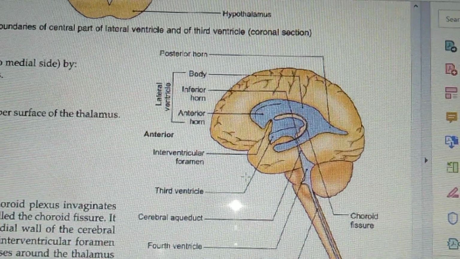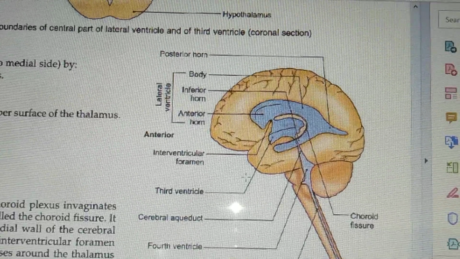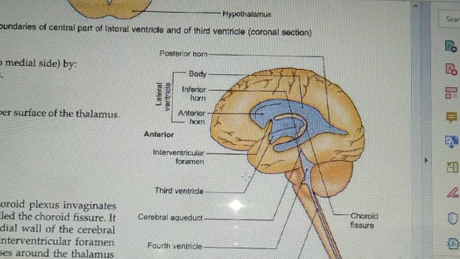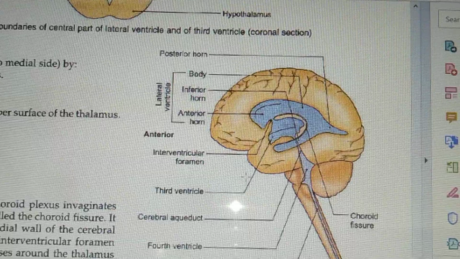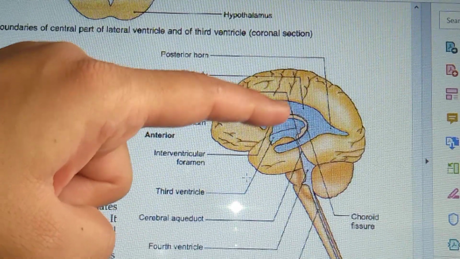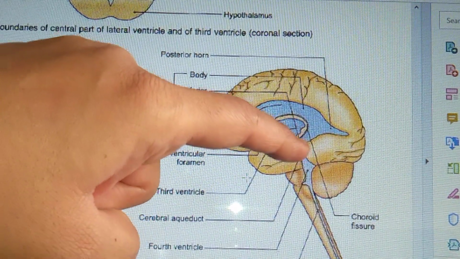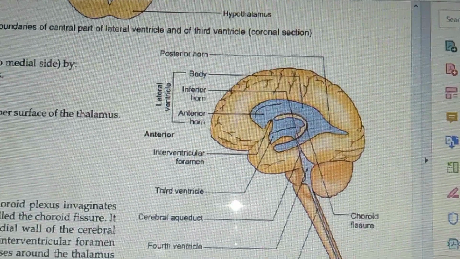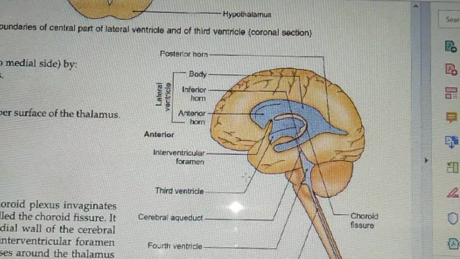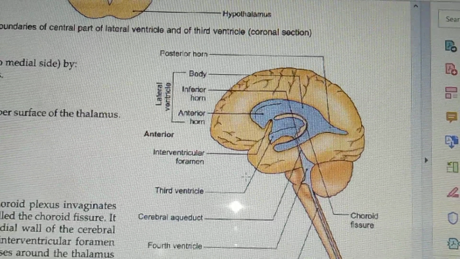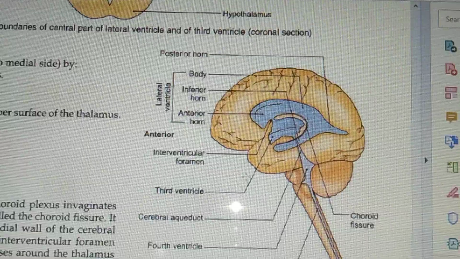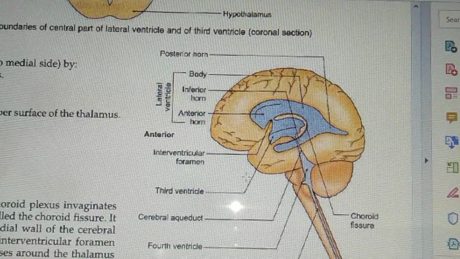Its convex margin is bounded by the fornix, that is the body, the crus, the fimbria and the hippocampus, and the concave margin is bounded by the thalamus. This is the convex margin, and the inner one is the concave margin. The concave margin is also related to the tail of the caudate nucleus and the stria terminalis. At the fissure, the pia mater and ependyma come in contact with each other, and both are invaginated into the ventricle by the choroid plexus.